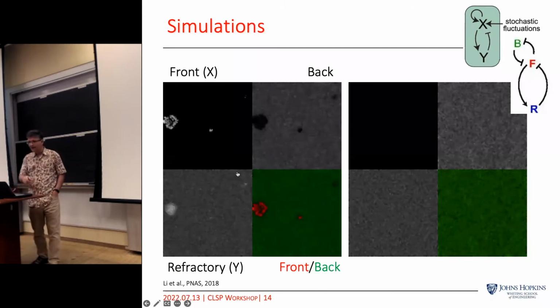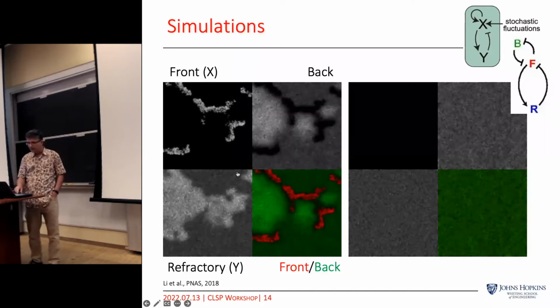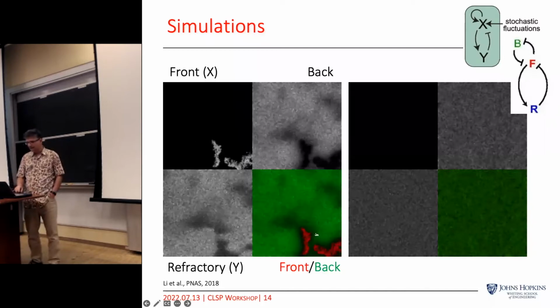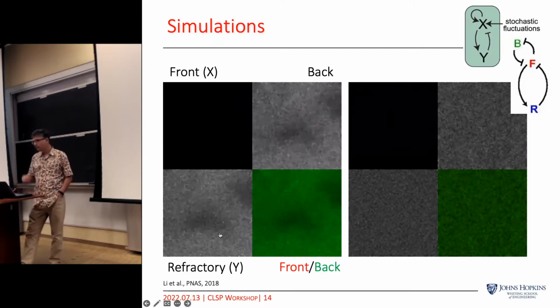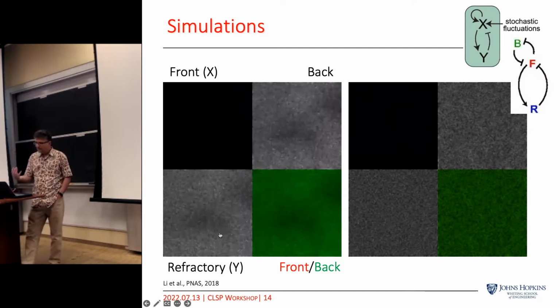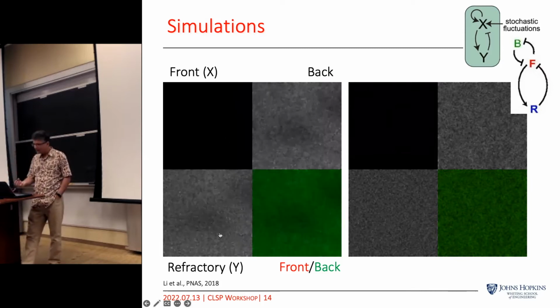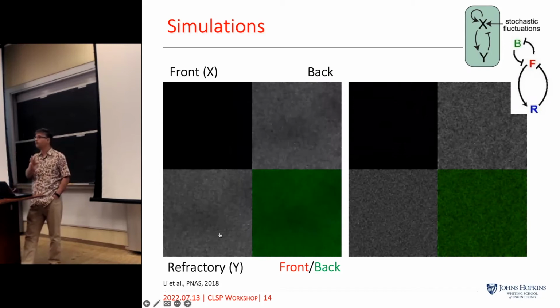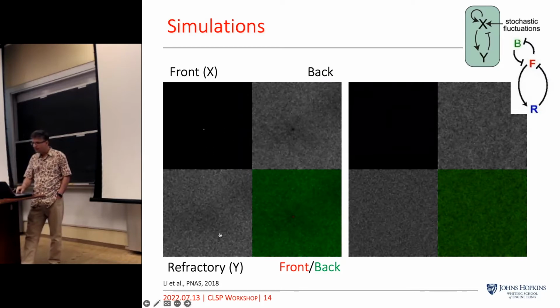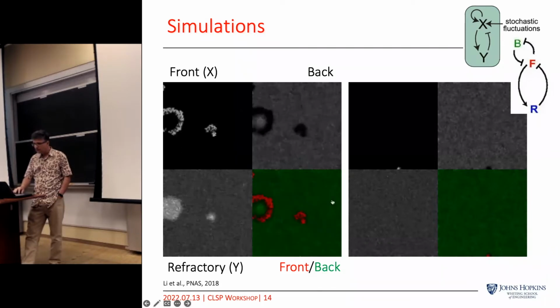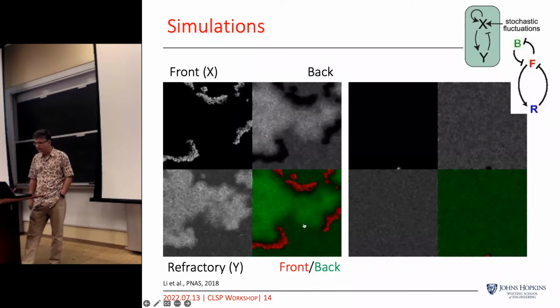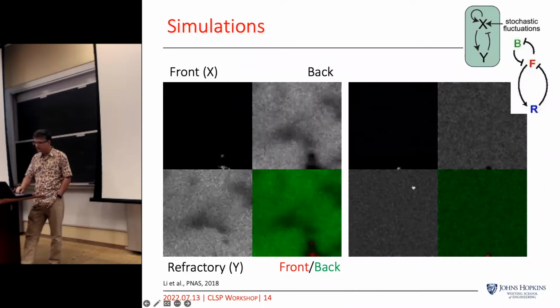When you simulate this, I have the front, the back, and the refractory, and you see that, in fact, it looks exactly the same. The interesting thing is that the refractory, which is what I called inhibitor before, sometimes looks like the front, sometimes looks like the back. So experimentally, if that's all you're looking at, it's really hard to tell with that protein whether it's one or the other. However, in terms of front and back, what you see is this division. The space looks like it's either front or back.